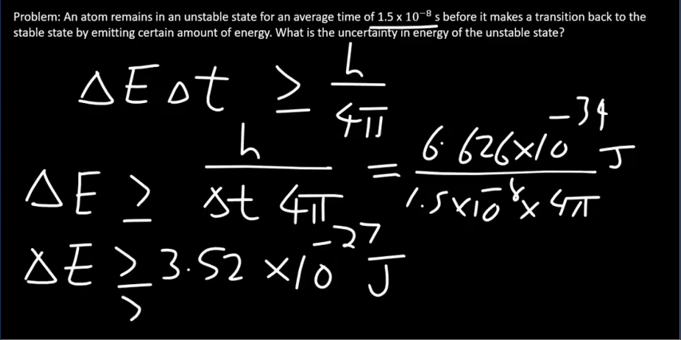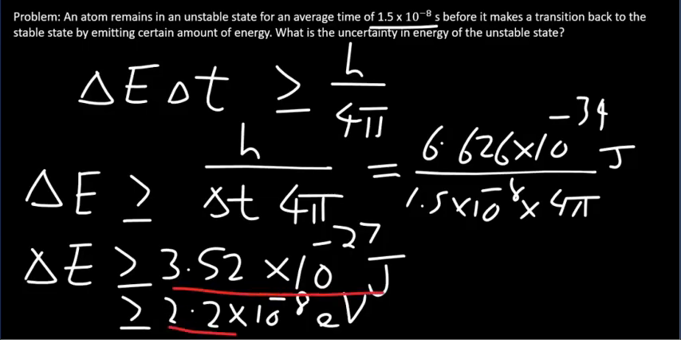Or in the unit of electron volts, it's greater or equal to 2.2 times 10 to the power minus 8 electron volts. So this number in joules or in electron volts represents the minimum uncertainty in energy of that unstable state. And that solves the problem.